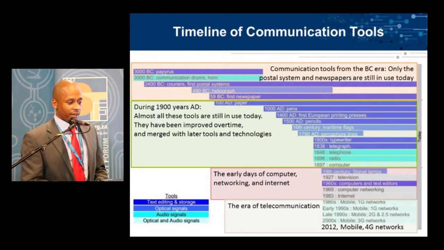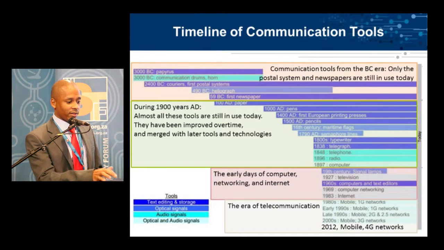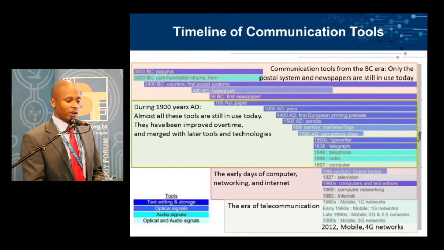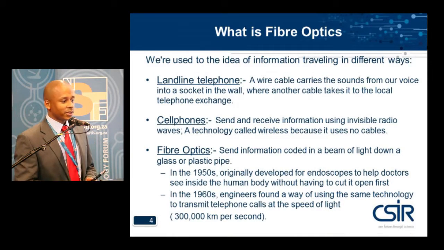And if you look at the early days of computer networking and the internet, that involves computers and the internet, which was roughly introduced in 1983. And if one were to look at today's era of telecommunication, we're talking about fourth generation networks, where you've got both optical and audio signals working together. That is how far communication tools have come from 300 BC till 2012. Many technologies have been developed over the years. So my talk will be basically on what is fiber optics.